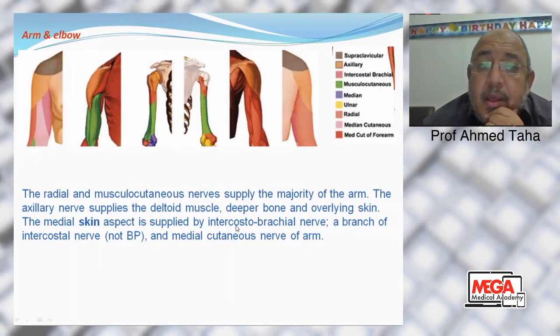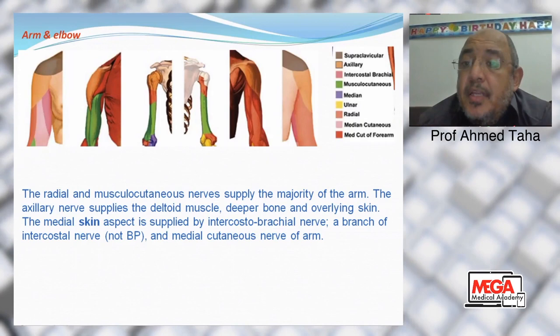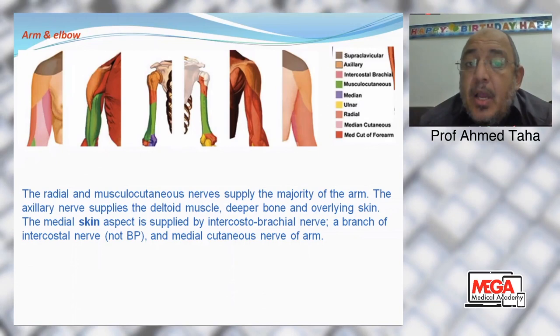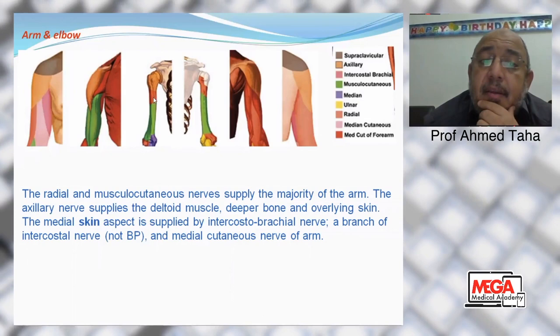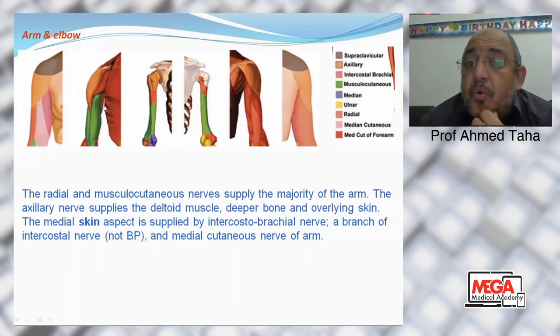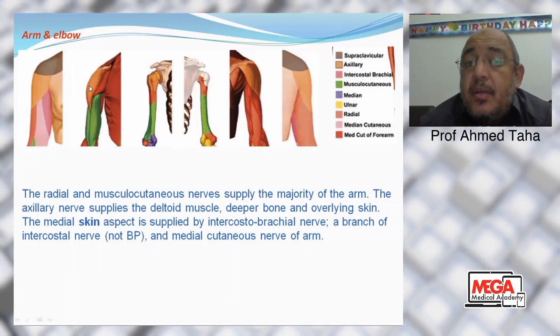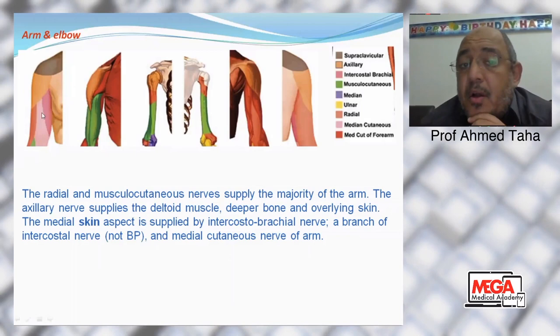The next region is the arm and elbow. The arm is supplied by the musculocutaneous nerve anteriorly and the radial nerve posteriorly. We also have the axillary nerve, which supplies the deltoid muscle, the overlying skin and the underlying bone. This axillary nerve is not blocked with the axillary block, so the axillary block will not work for upper arm surgery.